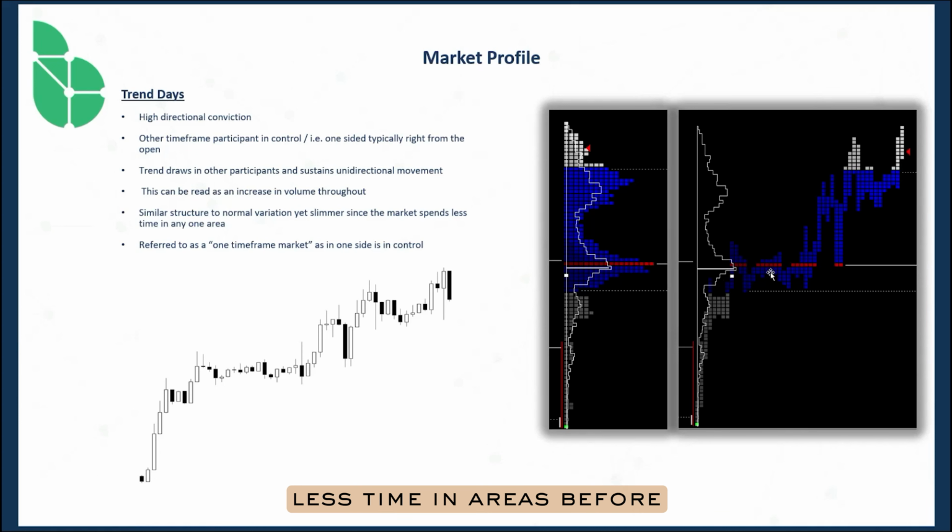It's going to spend a little bit less time in areas before continuing movement upward. So again, there's high directional conviction in this case. All right, the other time frame participant is in control.